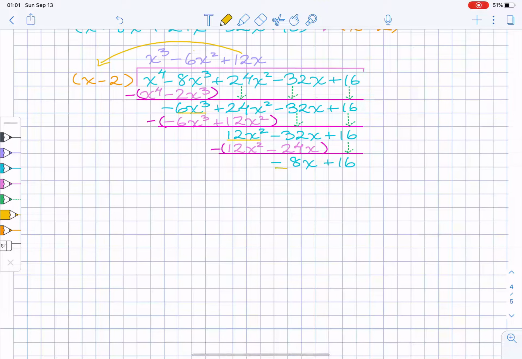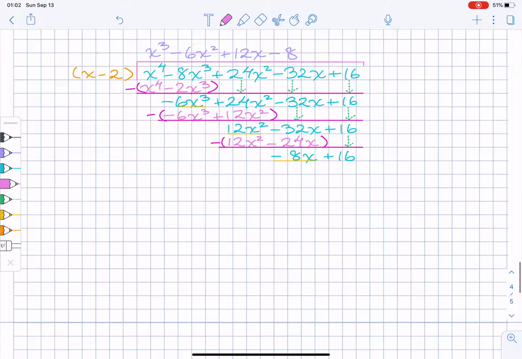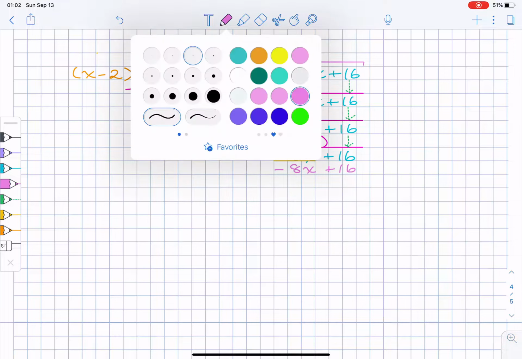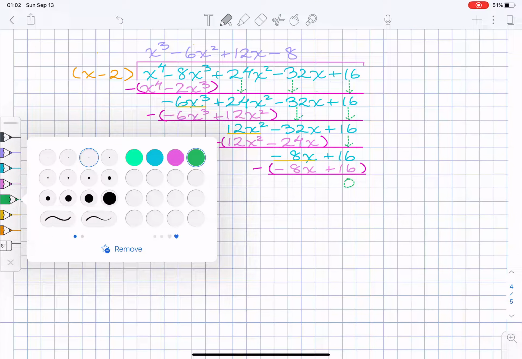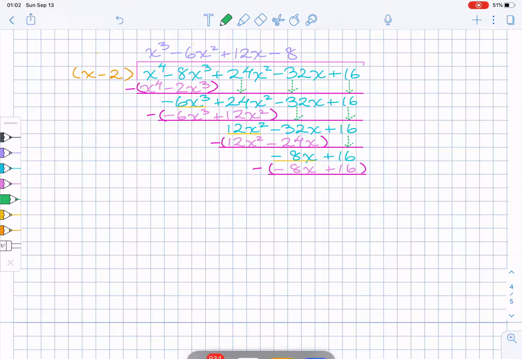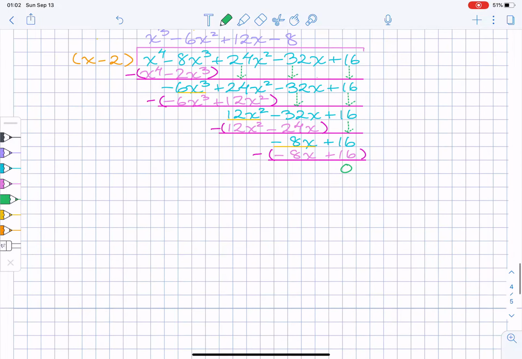What do I need to multiply x by in order to get negative 8x? I claim that's going to be negative 8. So let's distribute that negative 8 to the divisor. I claim we get negative 8x plus 16. Oh, interesting. I guess they made that work. That's what happens when the book does it and your instructor doesn't. Do you agree the remainder is 0? Let me make that solid lines. The remainder is 0.